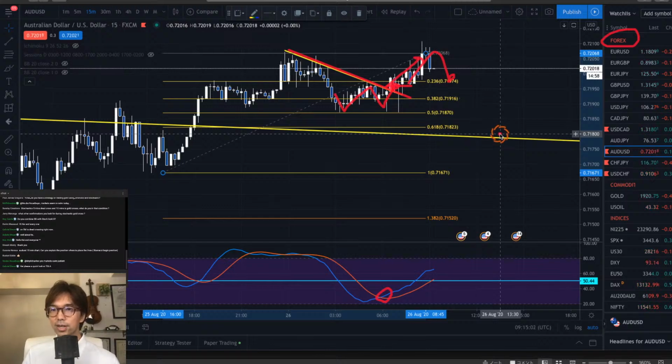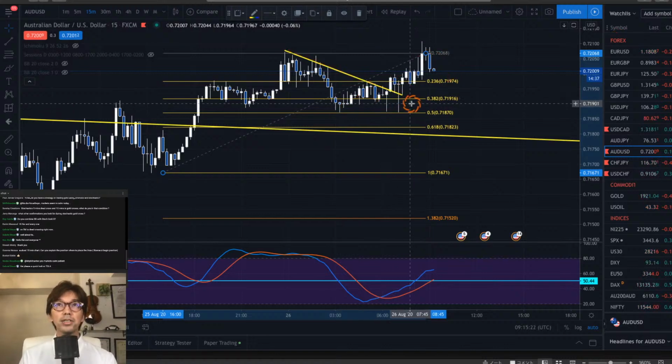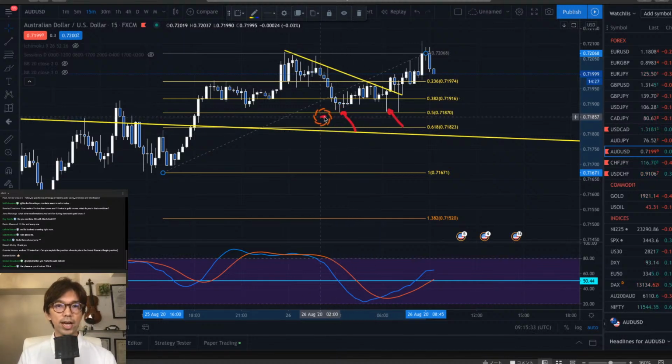So, alright, let me read a couple more comments now. Alright, Jerry, what other confirmations do you look for during a stochastic gold cross? So, I already showed it to you. Fibonacci bounce and counter trend line is another one. And I look at the candlestick patterns too. Whenever I see a pin bar, so this one was a pin bar, and there was another pin bar here, I know that there is a strong support in this area, and that also confirmed for me to buy from there.